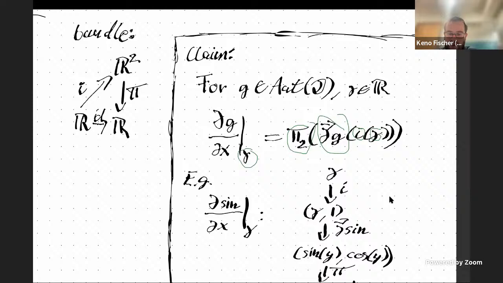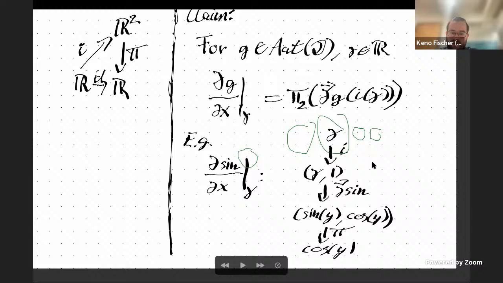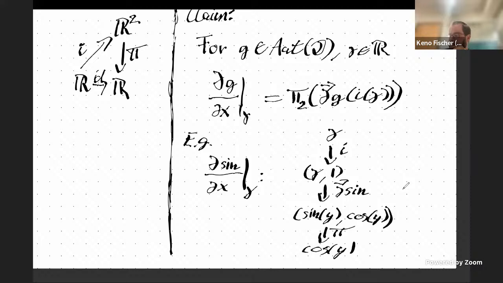So if we're comfortable with this definition, then let's do an example. The zoom bar is in my way again. How do I clear annotations? Clear all drawings. Okay. So let's do an example. Let's do partial sine, partial x. Let's run it through this particular composition.